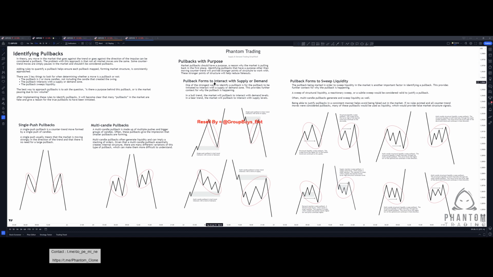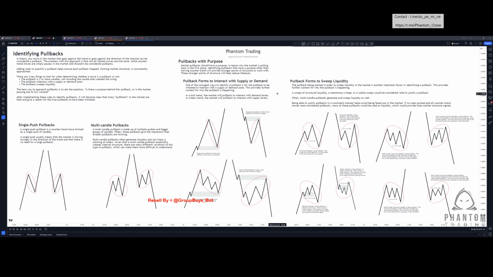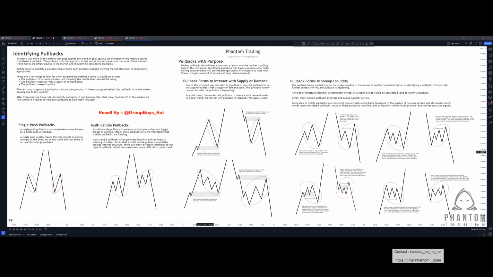So let's talk about pullbacks forming to interact with supply or demand levels. One of the strongest ways to identify a pullback is for the pullback to be initiated to interact with a supply or demand level. This provides further context on why the pullback is actually happening in the first place. So in a bull trend, the market will pull back to interact with levels of demand, and in a bear trend, the market will pull back to interact with levels of supply. And we have two different variations, as we talked about, the single push and the multi-candle push.